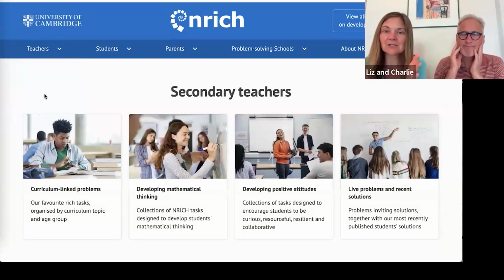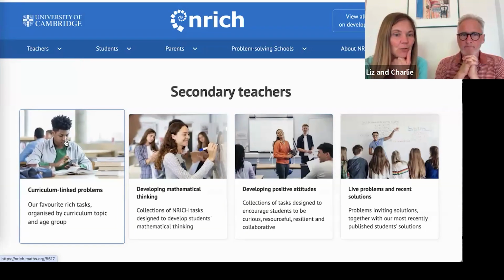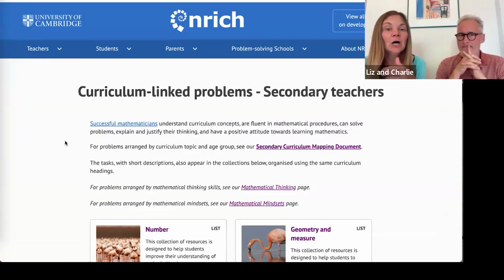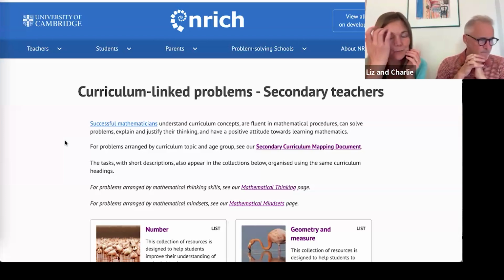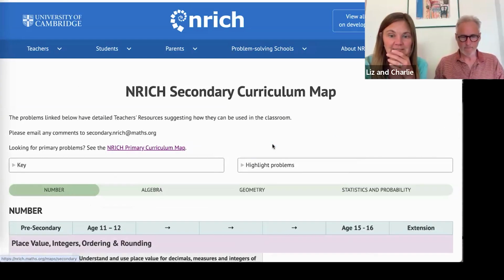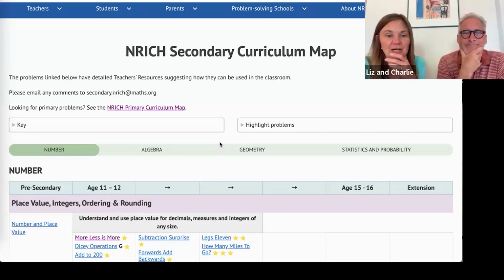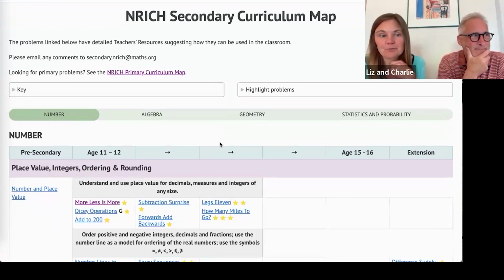Okay, so I'm going to go back to the secondary teacher landing page. I touched on the mathematical thinking and positive attitude sections, but let's turn our attention to this first box, curriculum linked problems. All the problems that we're working on in this session, and indeed in all the webinars I've been talking about, are curriculum linked. Here we've got a link to the secondary curriculum map, so this is NRICH tasks linked to curriculum objectives.